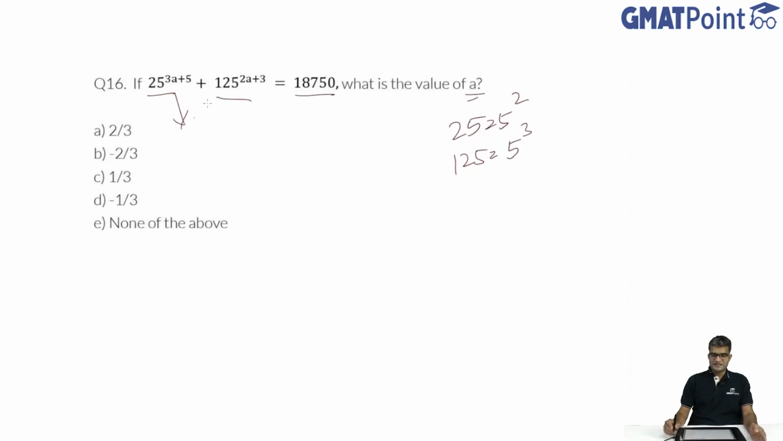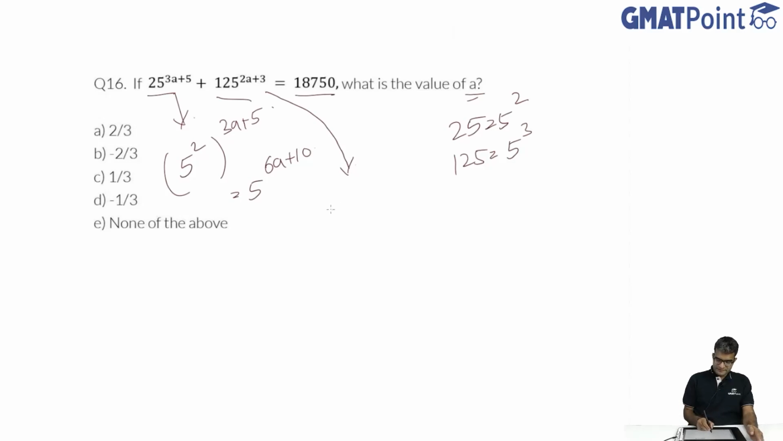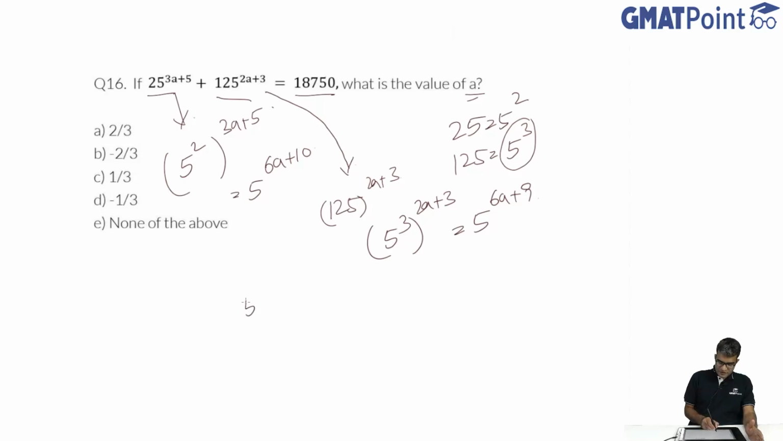25 to the power 3a plus 5 is equal to 5 square to the power 3a plus 5, which is equal to 5 to the power 6a plus 10. Similarly, 125 to the power 2a plus 3, because 125 is 5 cube, can be simplified to 5 cube to the power 2a plus 3, which is equal to 5 to the power 6a plus 9. So the equation we have is simply 5 to the power 6a plus 10 plus 5 to the power 6a plus 9 is equal to 18750.